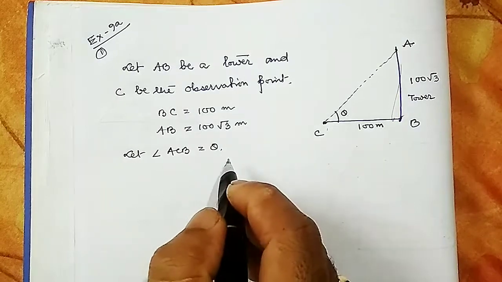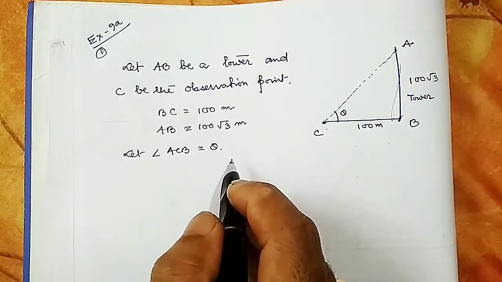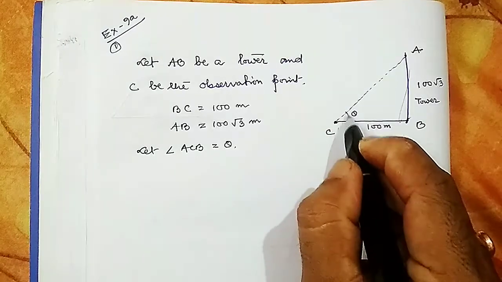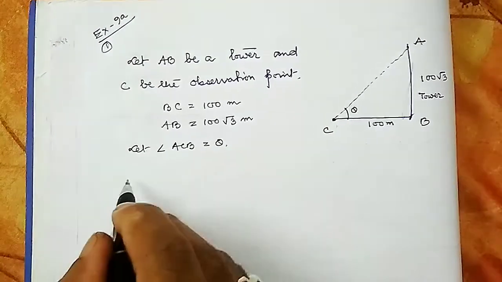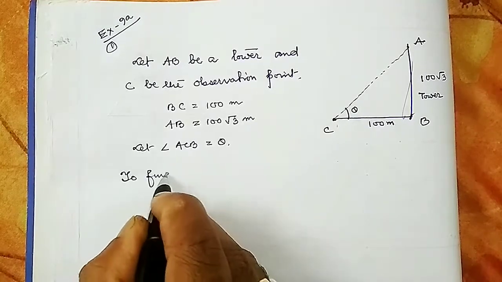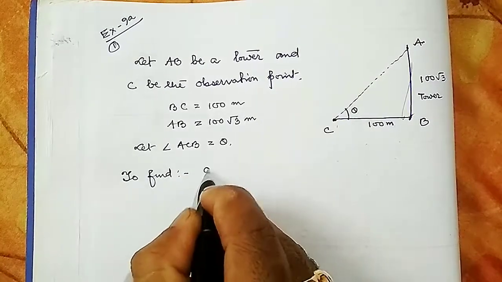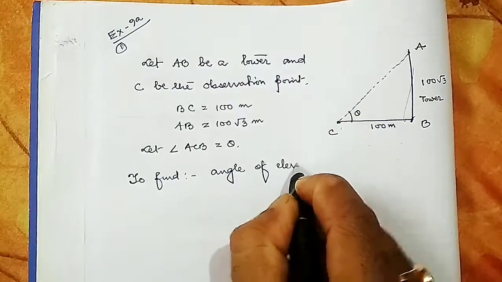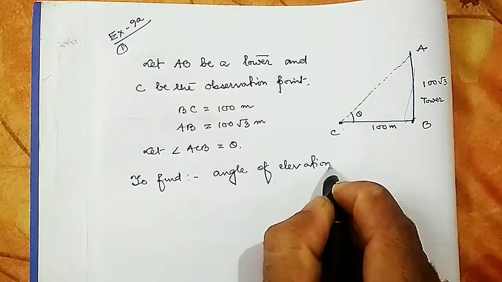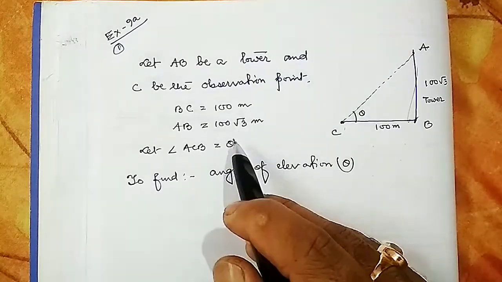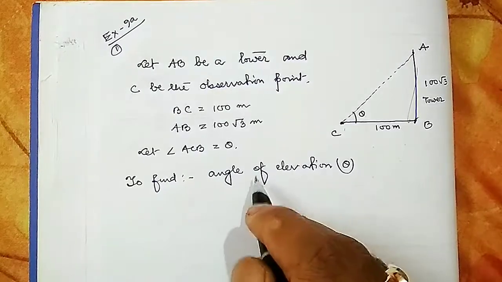Now in the question it is given, find the angle of elevation, and in this figure, since we are viewing from this point, this angle is the angle of elevation, so we have to write, to find angle of elevation, and here angle of elevation is theta. So this is what is given in the question, and this is what we have to find.